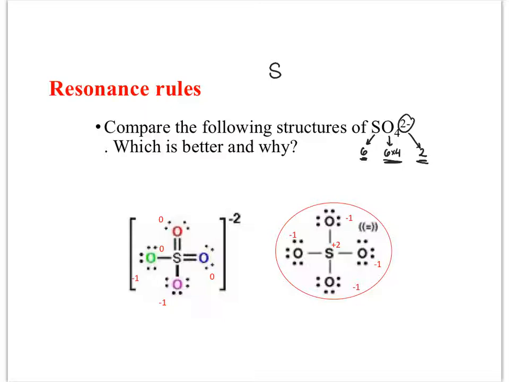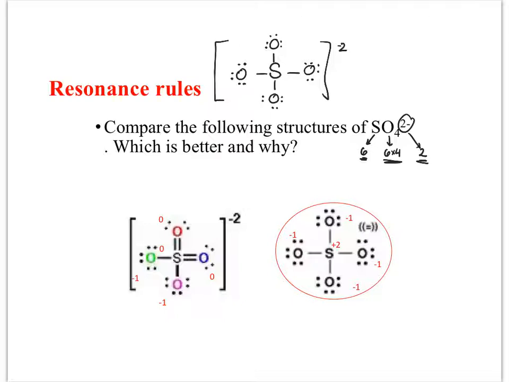So I'll start out by putting the sulfur in the middle, put the oxygens around it, and connect them in. Okay, so that's 8. So I want to fill in 24 more electrons to get my 32. Okay, so that's one possibility.